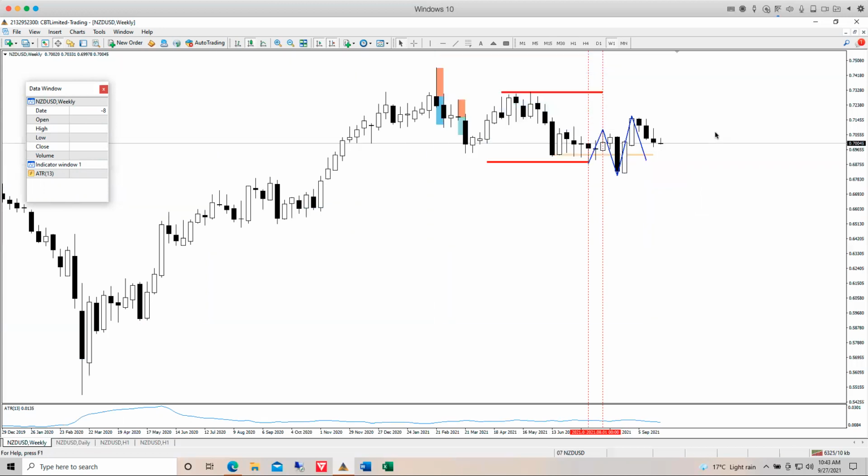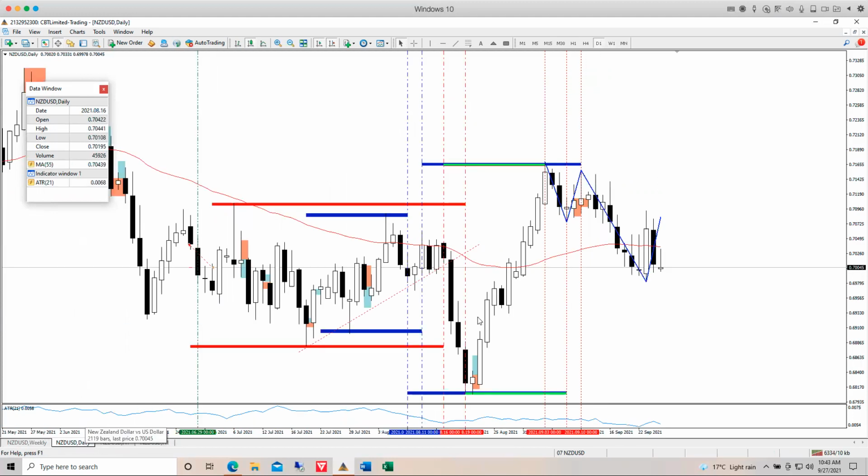So nothing really to interest us there. So I'll just move on to Kiwi, because likewise here, you can see that we've got nothing to interest us. Phase 1, inside of the channel in this case, unlike with the Aussie. So really nothing to interest us there. And similarly, on the daily time frame, we are deep inside of the channel.